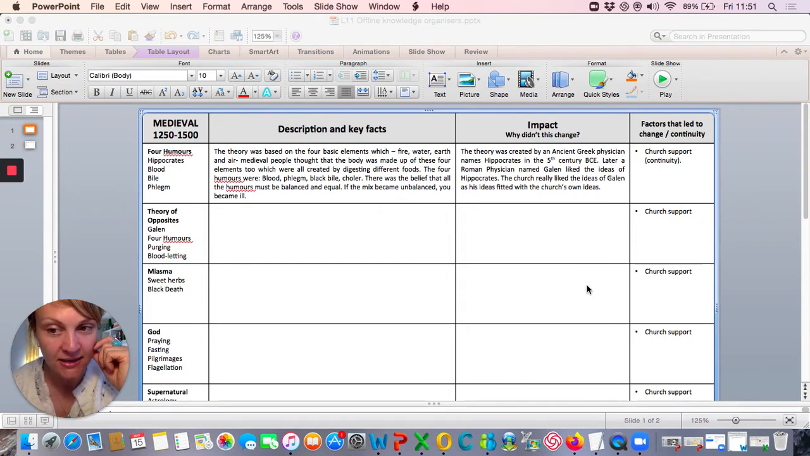Just the medieval medicine, not the Renaissance. That's for a later date. And you'll need to complete these, then you'll need to upload it to Show My Homework for your class teacher to have a quick look at. So I'm just going to explain a little bit on how this needs to be completed.